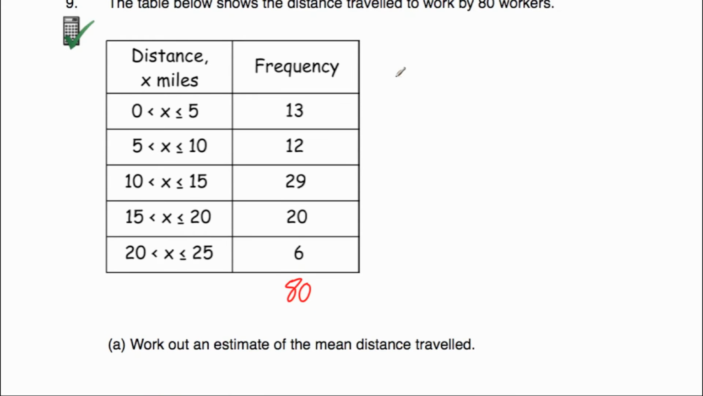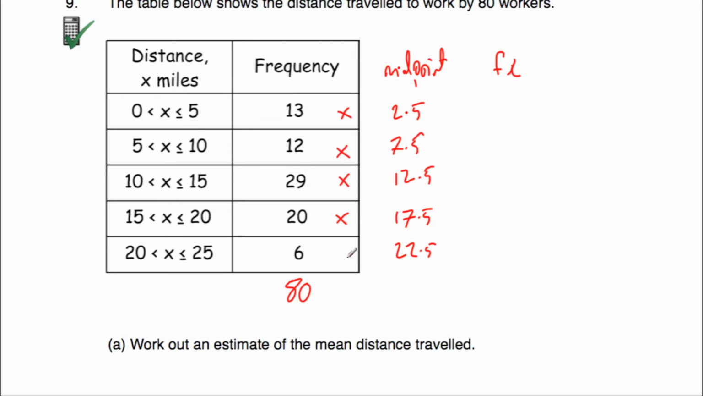And the question says, part A, work out an estimate of the mean distance travelled. So we need to work out the estimated mean, so midpoint and FX. So midpoints would be between 0 and 5, 2.5, between 5 and 10, 7.5, between 10 and 15, 12.5, 17.5, and finally 22.5 in the midpoints of those groups. And then to find the FX column, remember we can multiply the frequency by the midpoint and that will give you your values for your FX column. So we're going to do 13 times 2.5 and so on. So whenever we work those out, we've got our values in the FX column.